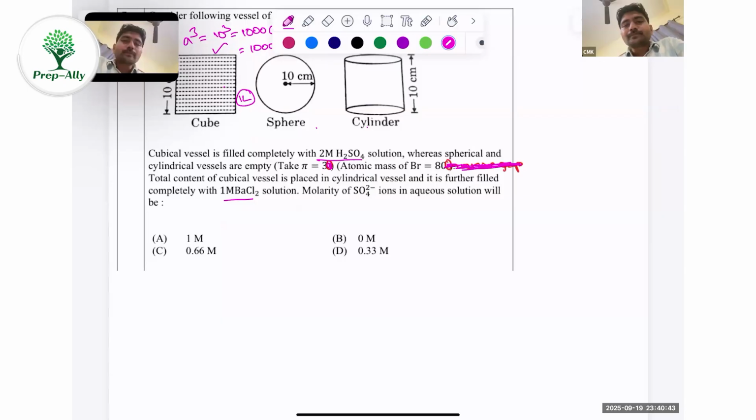For that, the volume we have calculated is 1 liter. In 1 liter, how many moles of H2SO4?